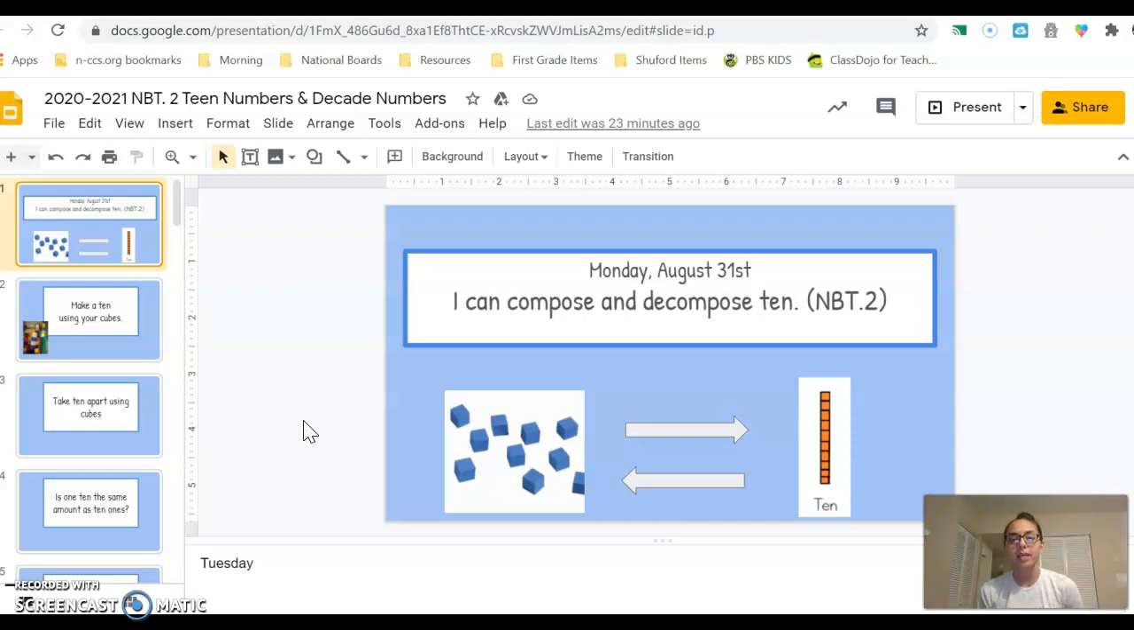The first I can statement is, I can compose and decompose 10 from NBT 2. So let's go ahead and read it together. I can compose and decompose 10. I can put it together, I can take it apart. So let's go ahead and get started.